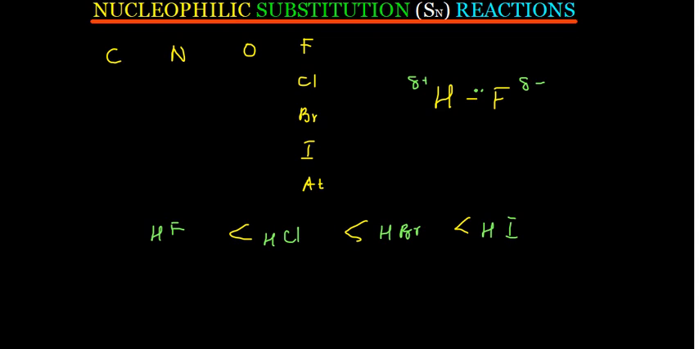Now, when these acids lose the proton, they are going to form conjugate bases. And so when this proton is lost, we are going to have the conjugate base, which is the fluoride ion. Even here, we're going to have the chloride ion, which is the conjugate base, the bromide ion, the iodide ion.